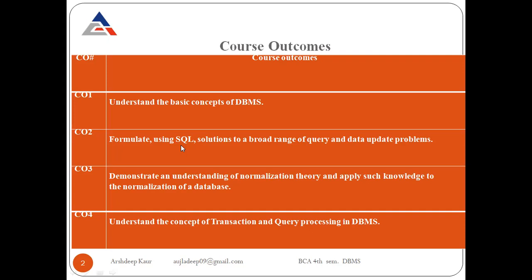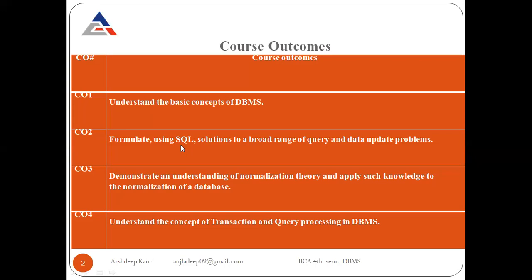In course outcome 3, we have to understand normalization. Actually, normalization is one of the terms in the database management system that is used to remove the duplicacy from the table. So normalization has forms: first normal form, second normal form, third normal form, BCNF, then we have a fourth normal form, and the last we have a fifth normal form.